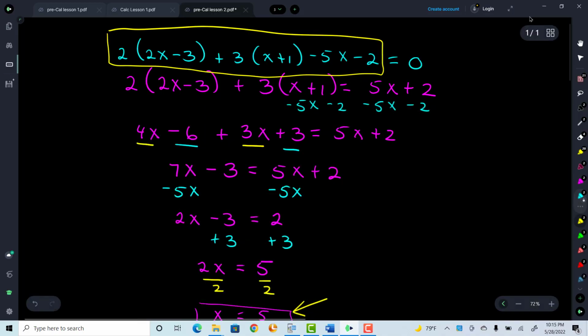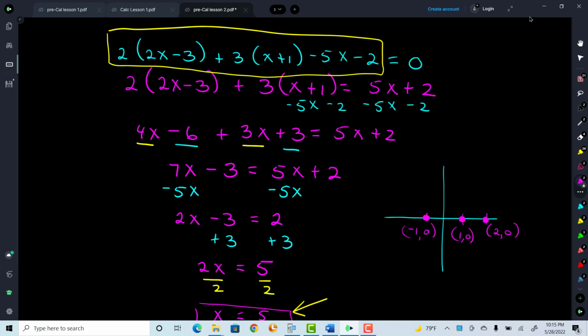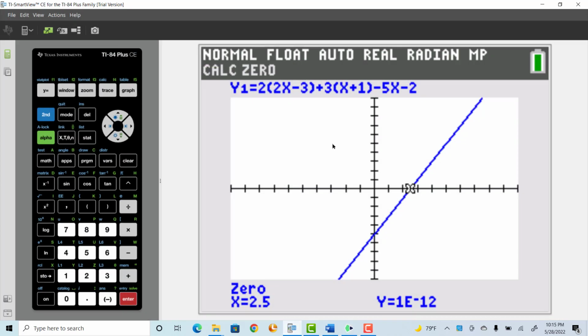Okay, let me just show you that again, right? If I'm looking for an x-intercept, that means I'm looking to see where it's crossing the x-axis. Well, anything on the x-axis will have a y value of 0. Look, this is 1, 0. Here we have 2, 0. This is negative 1, 0, right? Anything on the x-axis has a y value of 0. Okay, these all have y values of 0. So when we graph it on our calculator, we're looking to see where the y value is 0.